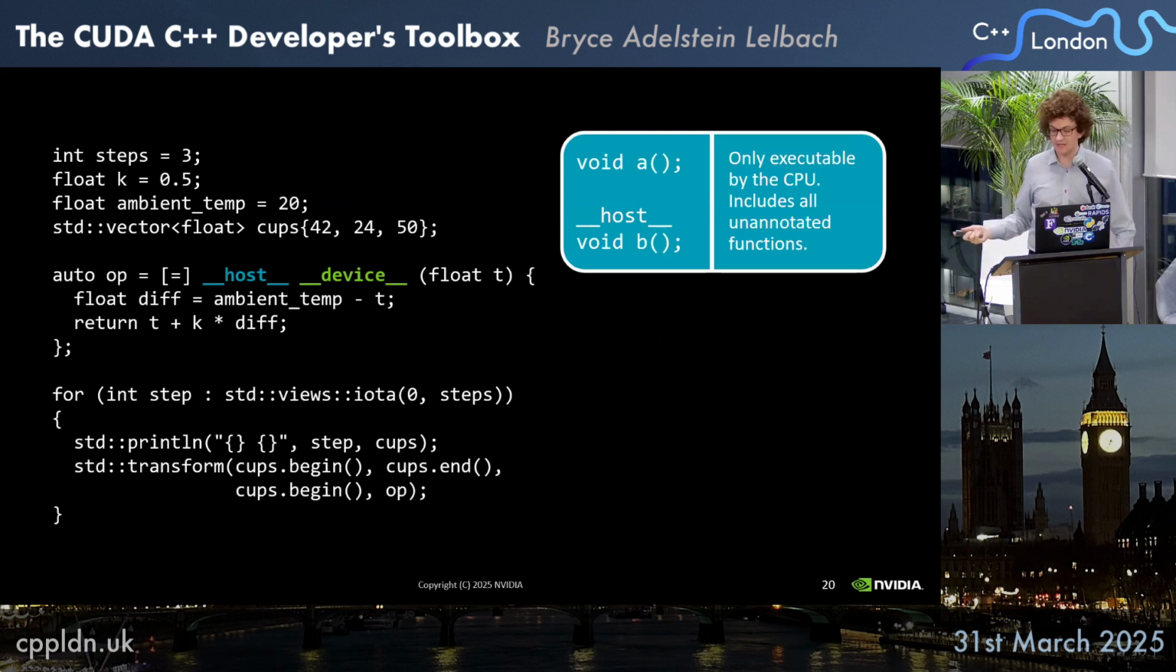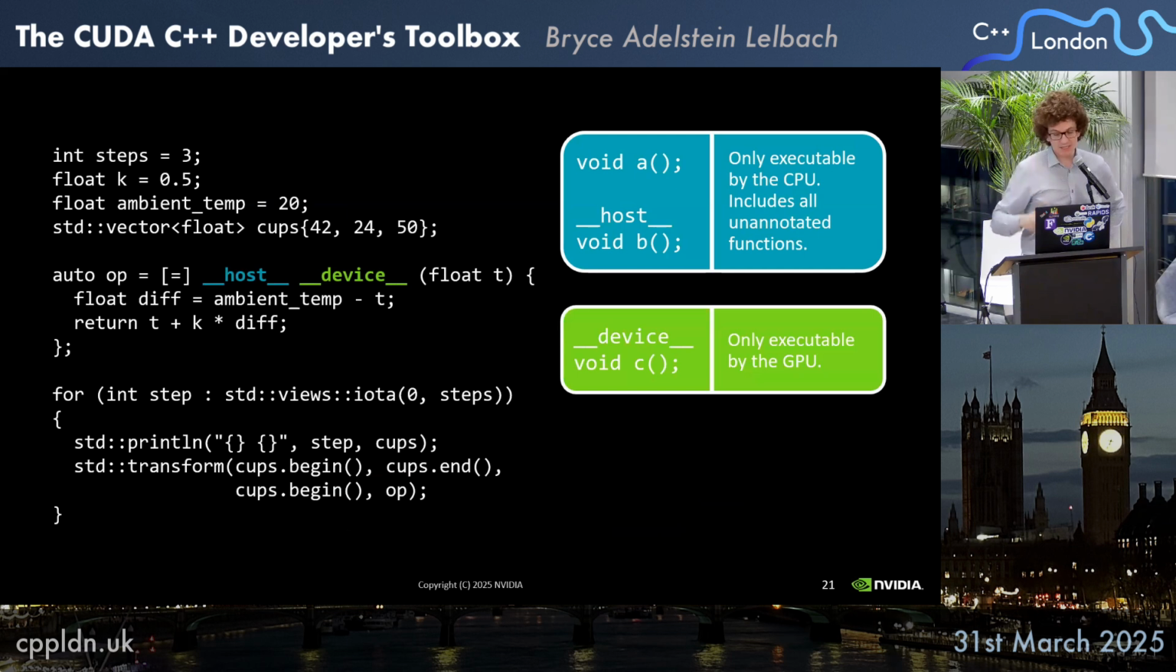So if you don't provide an execution space annotation, then the function will only be compiled for host code, meaning the CPU. You can also explicitly request this with the host annotation. And if a function has only the device annotation, then it will be compiled only for device code, meaning the GPU. And you won't be able to call it from host code.